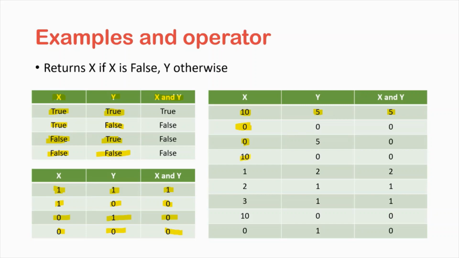Here x is 10. So we can't tell whether it is a false statement or a true statement before checking y. After checking y, we see that y is false. So for x and y, we are at y. So what will it return? It will return the y value. So it will return y, which means we get 0.